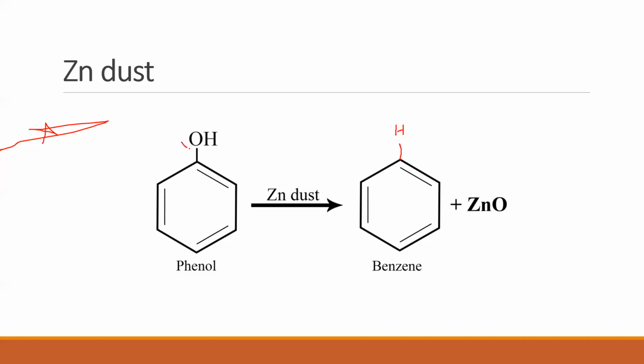Yes, what has actually happened is that oxygen is removed. Oxygen is removed by zinc, which is used in the form of a dust, as zinc oxide, and H gets substituted in place of oxygen to give us benzene. So this is the reaction of phenol with zinc dust. I've seen this question a lot of times in competitive exams especially. Of course, true for PU as well.